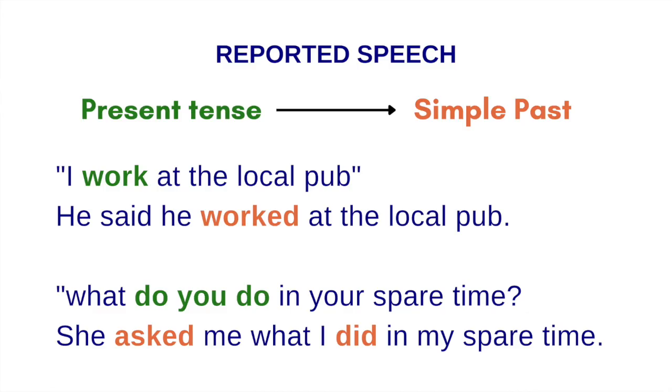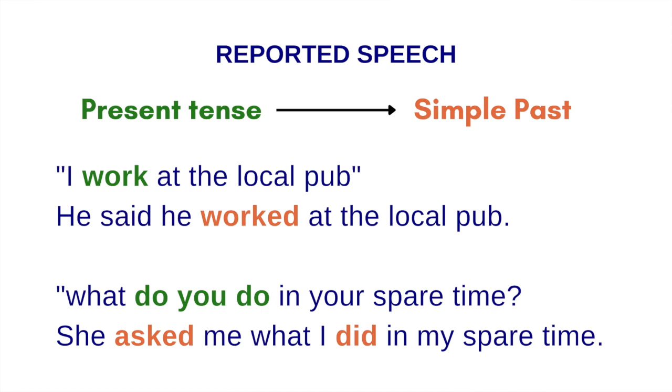So let's start. So we know the present tense goes to the simple past, and these are a few examples. I work at the local pub. So imagine Juan dice, I work at the local pub. Y yo estoy contando a Ana. He said, or Juan dijo, he said he worked at the local pub. So we know that the present tense now goes to the simple past.